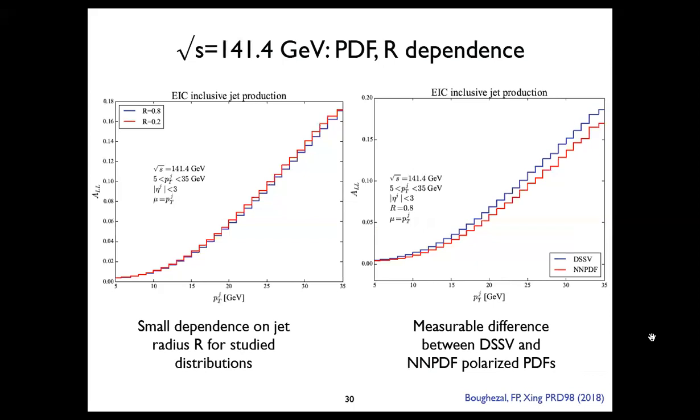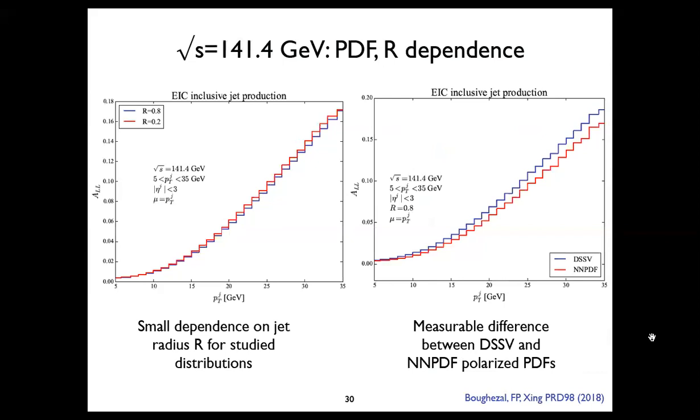The plot on the right shows you the difference between the NNPDF polarized PDFs and the DSSV ones. And again, this is just to show that there are some observable differences that are actually larger than the estimated statistical errors between these two distributions.